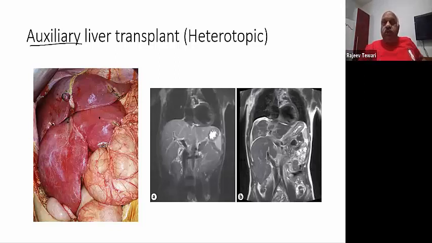So the question was, what is the most common indication of auxiliary liver transplant? The answer was fulminant hepatic necrosis. Okay? So auxiliary liver transplant is a kind of heterotopic transplant where we don't remove the liver, we put a new liver by the side of it.